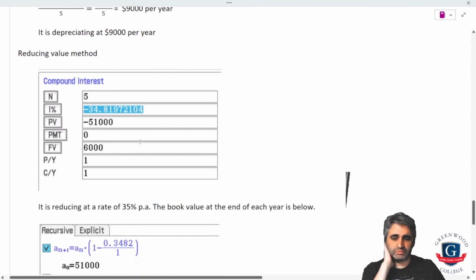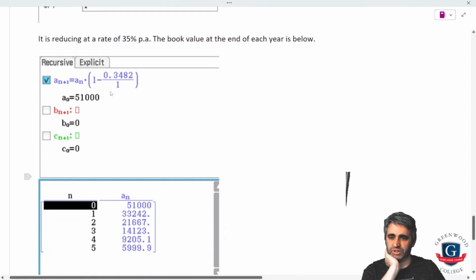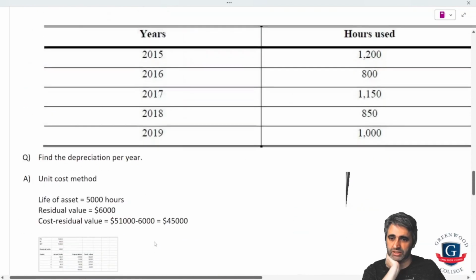With the reducing value method, 5 years, we don't know the interest. We know that the present value is 51,000, the future value is 6,000. There's no payments being made. One calculation per year. What's the percentage rate? 34.81%. So it's reducing at a rate of about 35% per year. And then you can apply that percentage to each year, and you'd get its book value at the end of each year. And you can see here, year 5, with a bit of rounding error, it's worth $6,000 as required by the problem.